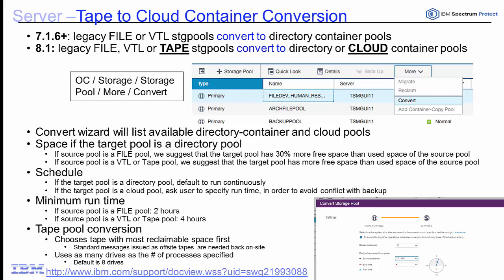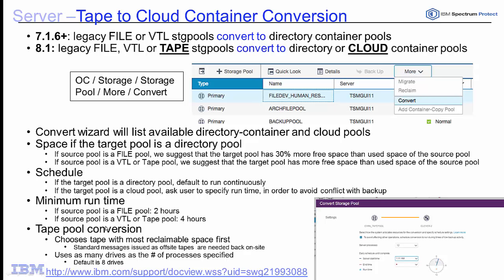However, if the target pool is a cloud pool, then you will be prompted to enter a limited conversion time and to stop the conversion prior to your backups. And the reason for this is we don't want your backups to be impacted by us writing out the conversion data to the cloud containers. If your source pool is file, this schedule for conversion has a minimum of 2-hour requirement, versus if it is a VTL or tape pool, we recommend a minimum of 4 hours of conversion each day.